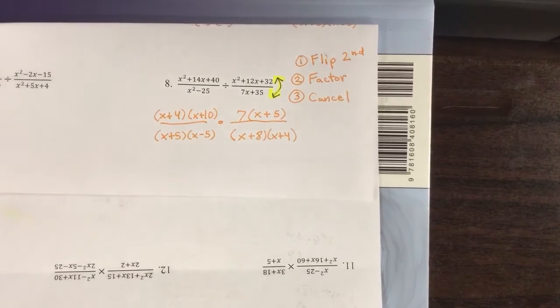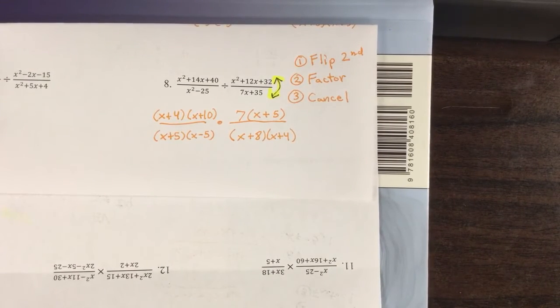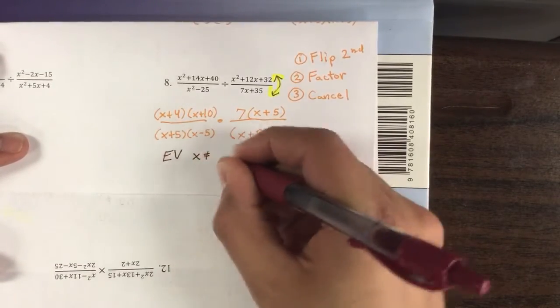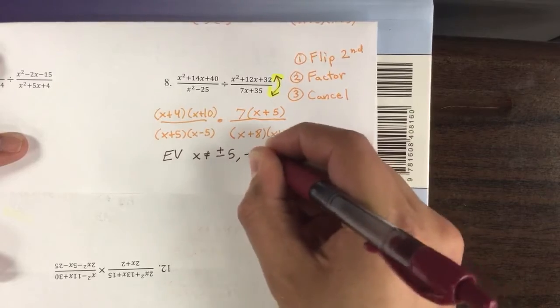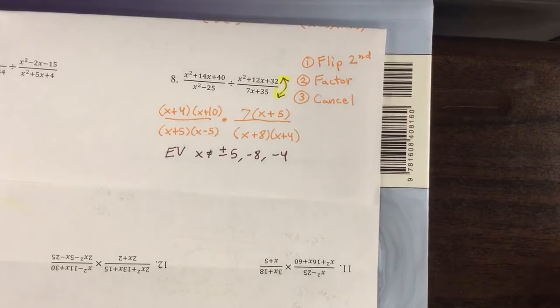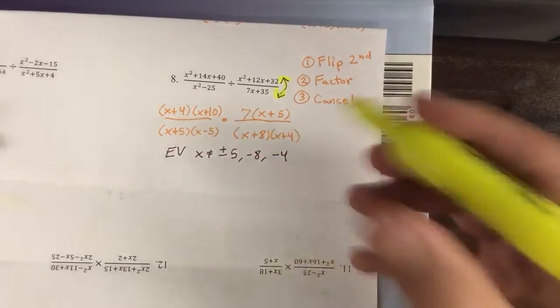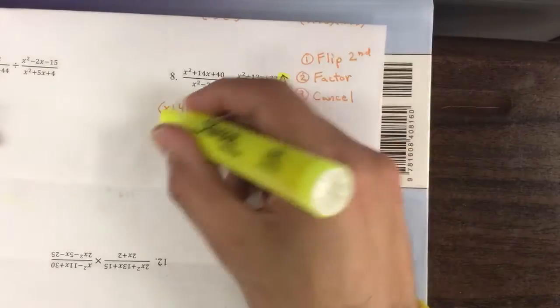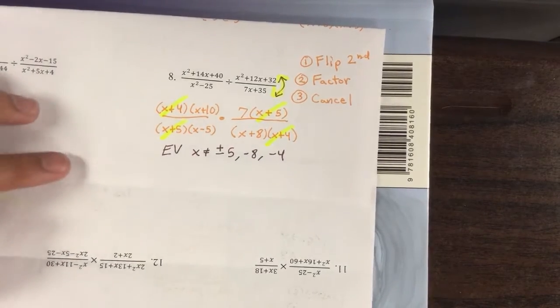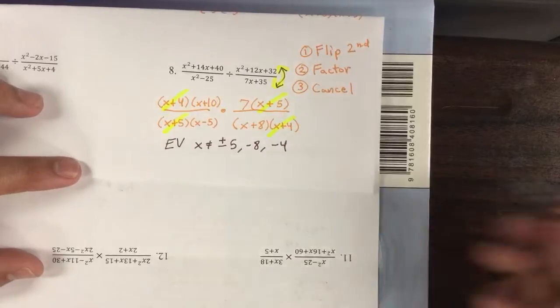Okay, right then and there, that's a great time to write down your EVs. Remember, all your EVs are always found at the denominator, but you have to make sure they're in factored form. Not on the top, not the numerator. EVs are at the denominator. So EV here, x cannot be positive or -5, -8, or -4. Okay? And then you're going to go ahead and cancel some stuff out after that. So what cancels? A positive 5, the plus 5, the plus 4, and that's it. That's all that cancels.